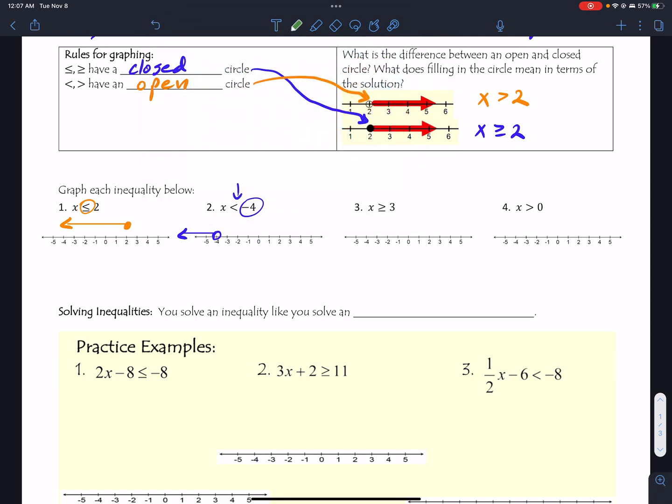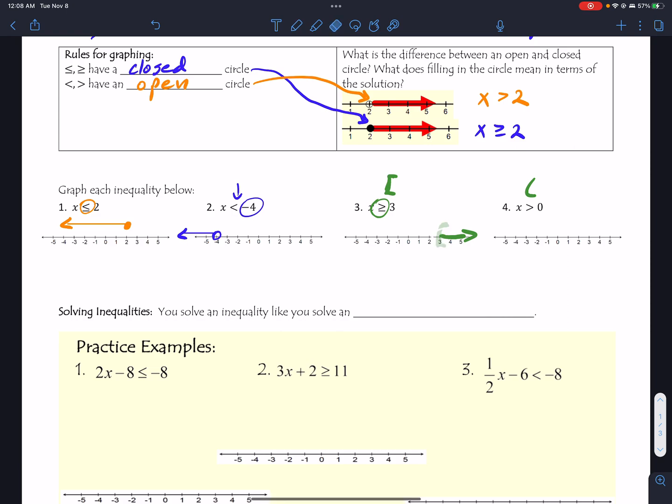On the next one, we start at 3. Here's another way that I've seen it. We start at 3, it's greater than or equal to, so instead of dots, a lot of times we use brackets or parentheses, a bracket for closed and parenthesis for open circles. I don't advocate that you do it this way, but you could do it bracket and then to the right.